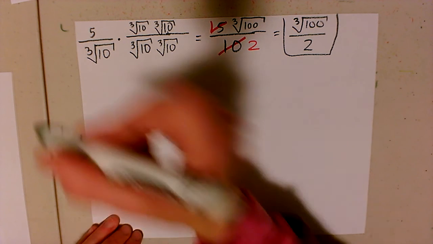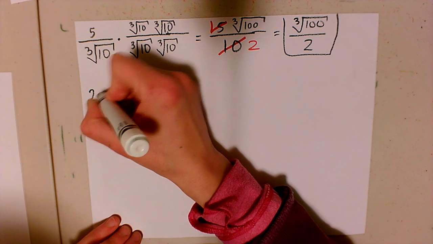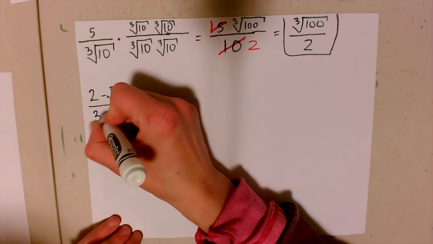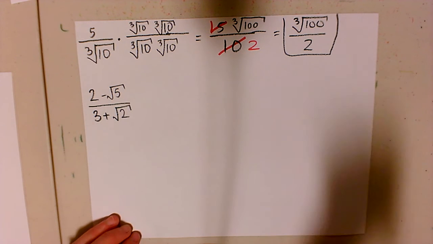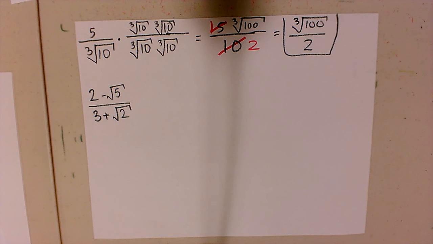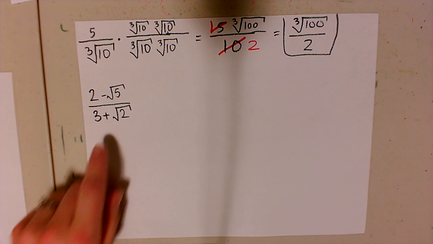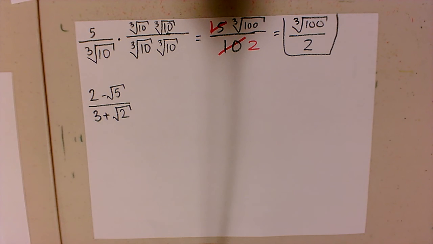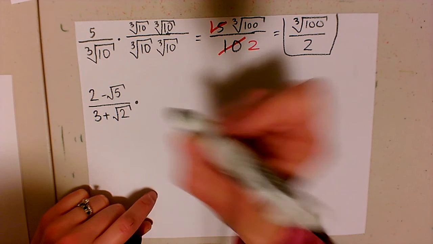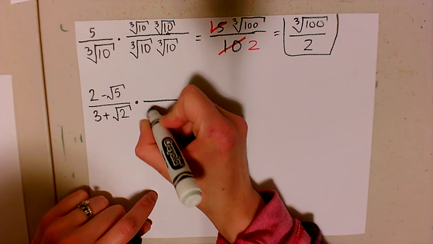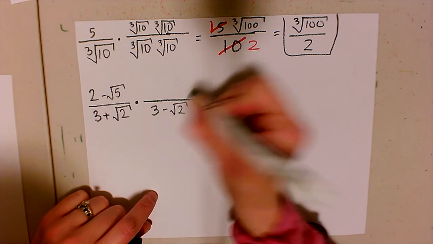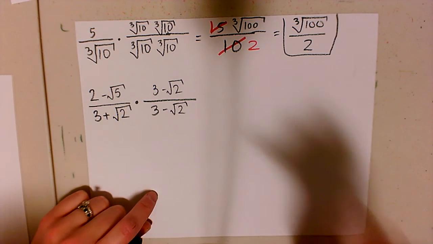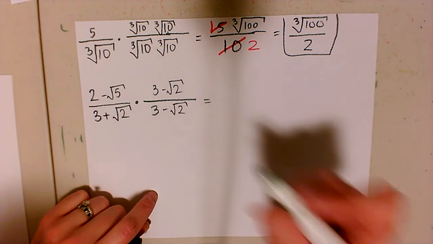But we could have something like one of the examples that you have: 2 minus the square root of 5 over 3 plus the square root of 2. Okay? So you can see in our denominator, these things are being added to each other. So this is going to require a different process. What we can do is multiply by the conjugate. So that'll be 3 minus root 2 down below, and then 3 minus root 2 up top. And so what we'll have to do in the numerator is we'll FOIL.